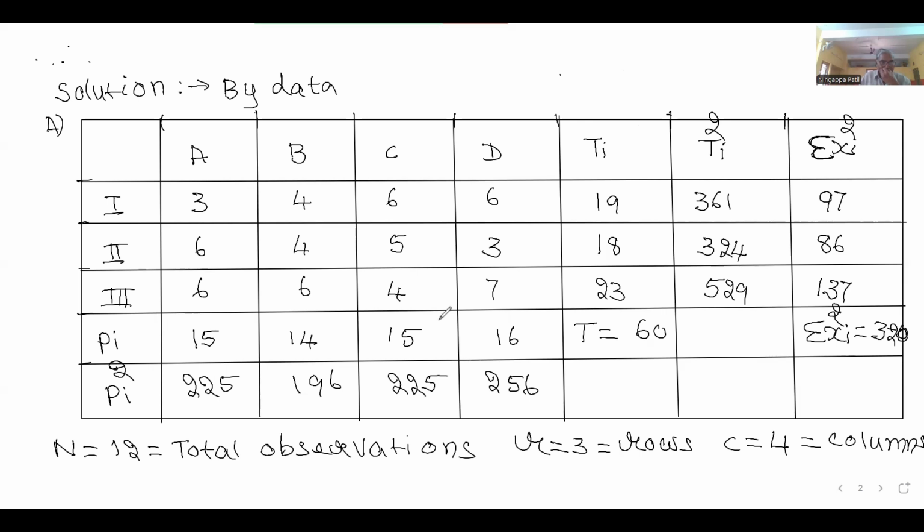Summation of X is also coming. Summation of X square is also coming. You can write these values. In the same way, you can use it for the columns also.